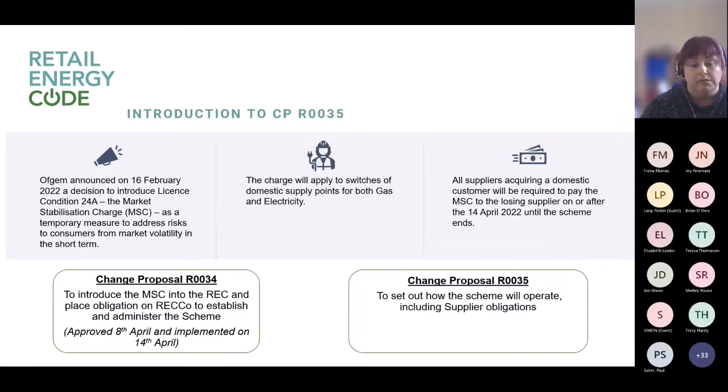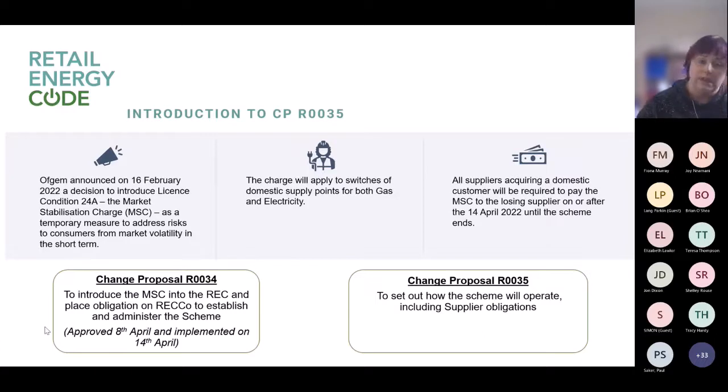The second proposal, R35, was then raised to introduce the necessary governance and the charging arrangements. It sets out the obligations on RECCo for the administration and the governance, but also on each supplier around the receipt of the invoices and the payment of any applicable charges. R35 is classed as an urgent change proposal, and it is going to require authority determination.